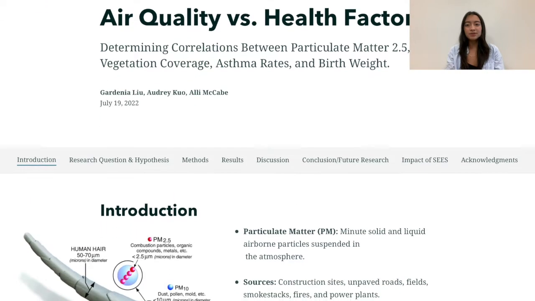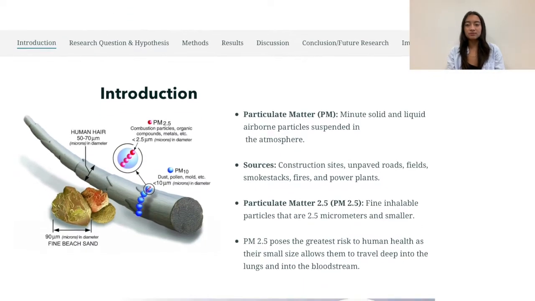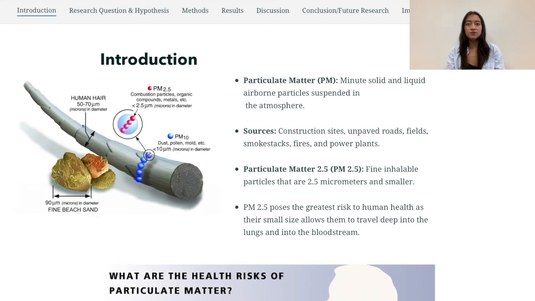So what defines air quality? Air quality is simply a measure of how clean or polluted the air is. One type of air pollutant is aerosols, which are airborne particles, also known as particulate matter, or PM for short. They are minute solid and liquid particles suspended in the atmosphere, which can come from man-made or natural sources, and can have adverse effects on human health.